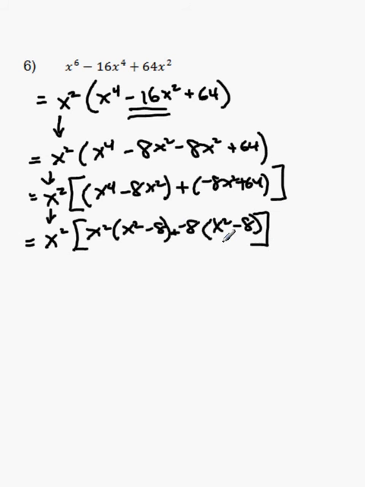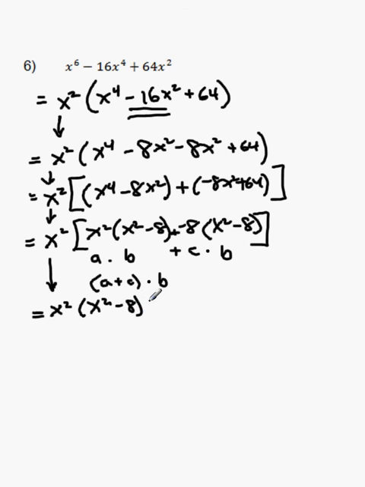So, doing the same thing as we did before, if this is a times b plus c times b, we know that that's equal to a plus c times b. So, bring our x squared down. Our a is x squared. Our c is negative 8. And our b is x squared minus 8.